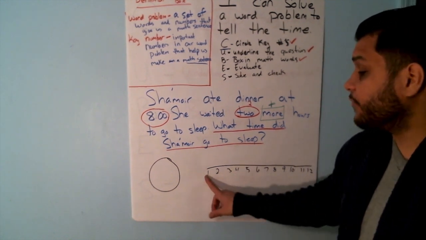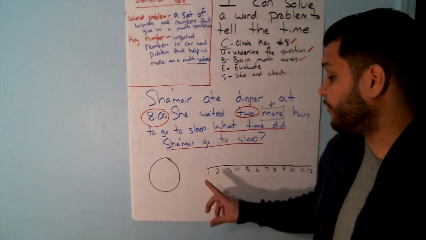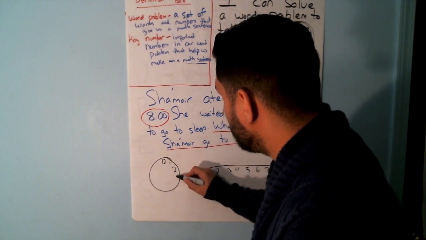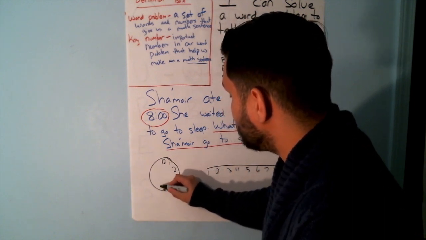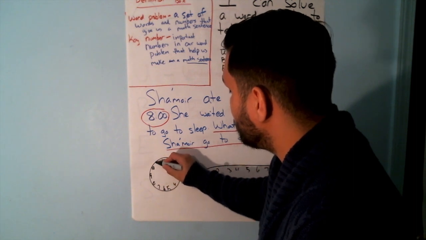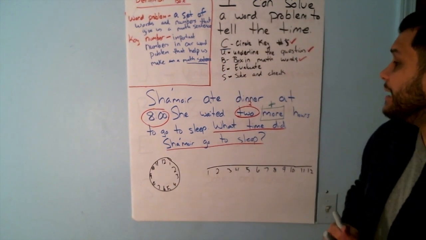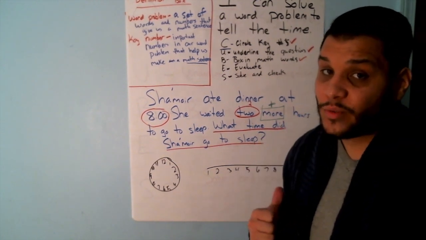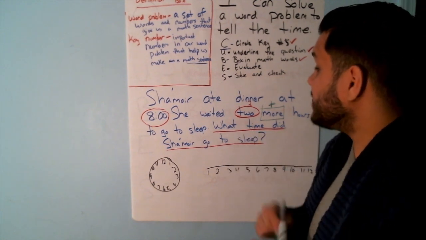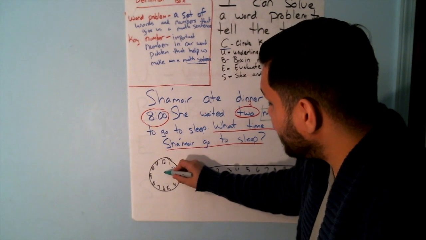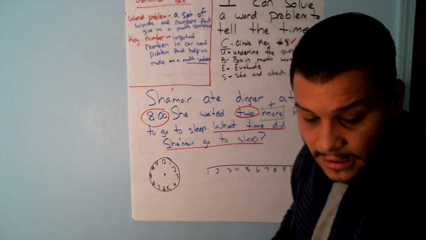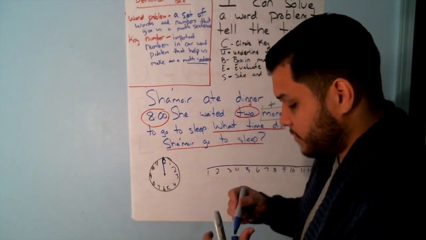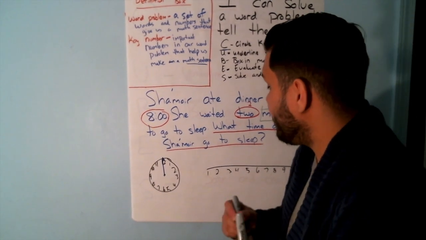I started my number line from 1 to 12 because I know my hours are from 1 to 12 on my analog clock. I'll fill in my analog clock now. 12, 1, 2, 3, 4, 5, 6, 7, 8, 9, 10, 11. So it tells me that Shamor ate dinner at 8 o'clock. My start time, and if we remember from last week, start time is where we begin. My start time is 8 o'clock. So that means that I should be drawing my time to show 8 o'clock. Because we don't have any minutes, my minute hand is pointing at the 12. My hour hand points at the 8.